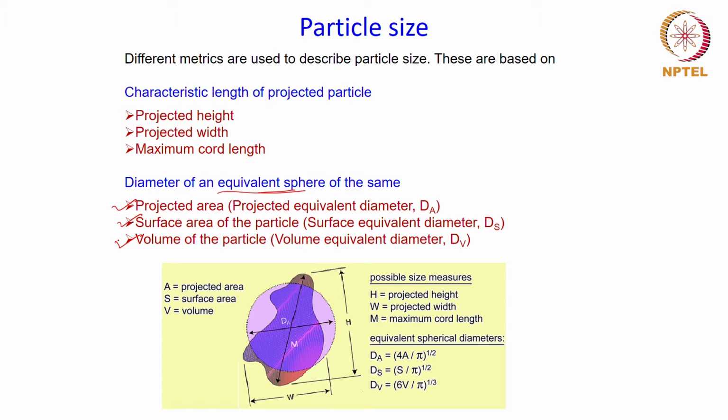So if we assume that, like how I said in the beginning, then the size of the particle can be defined in terms of the diameter of a sphere which is either having a same projected area, same surface area or same volume as the particle which is being measured. Okay. So, when you talked about the equivalent spherical diameters, these are the three bases for that, and if you consider each of them separately, this is what you are going to get.